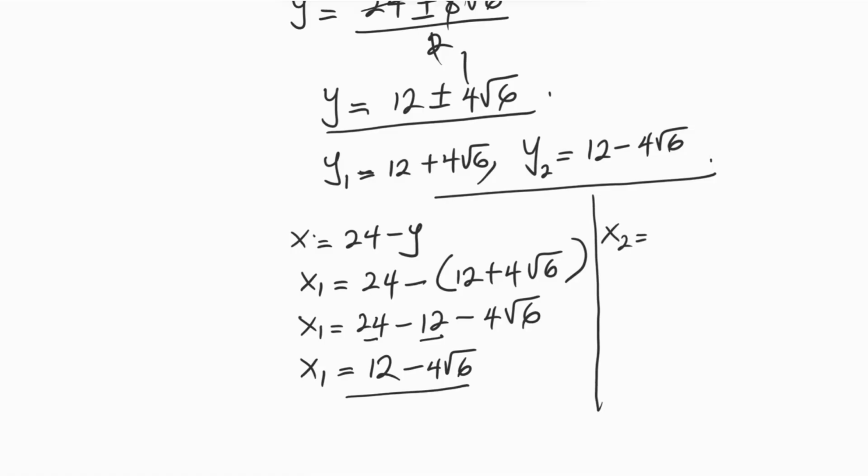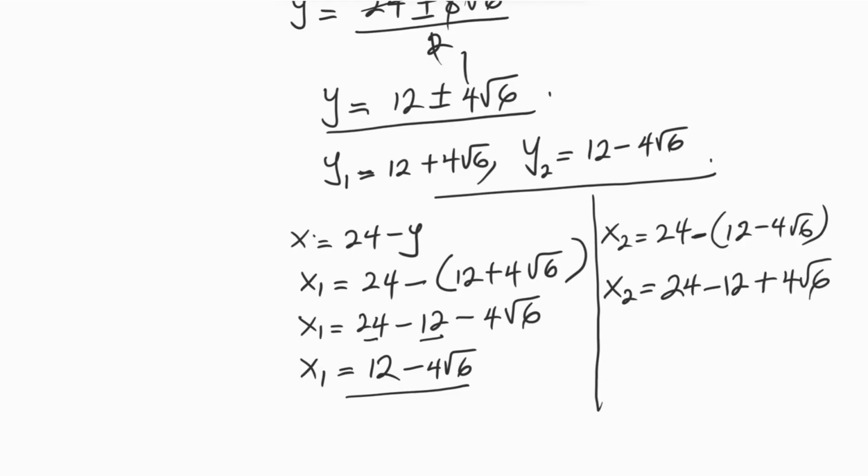And let's go to our x2. x2 is 24 minus 12 minus 4 root 6. Now our x2 is equal to, if we open up the bracket, 24 minus 12. Minus times minus gives us plus 4 root 6. So 24 minus 12 will still give us another 12, but this time plus 4 root 6.